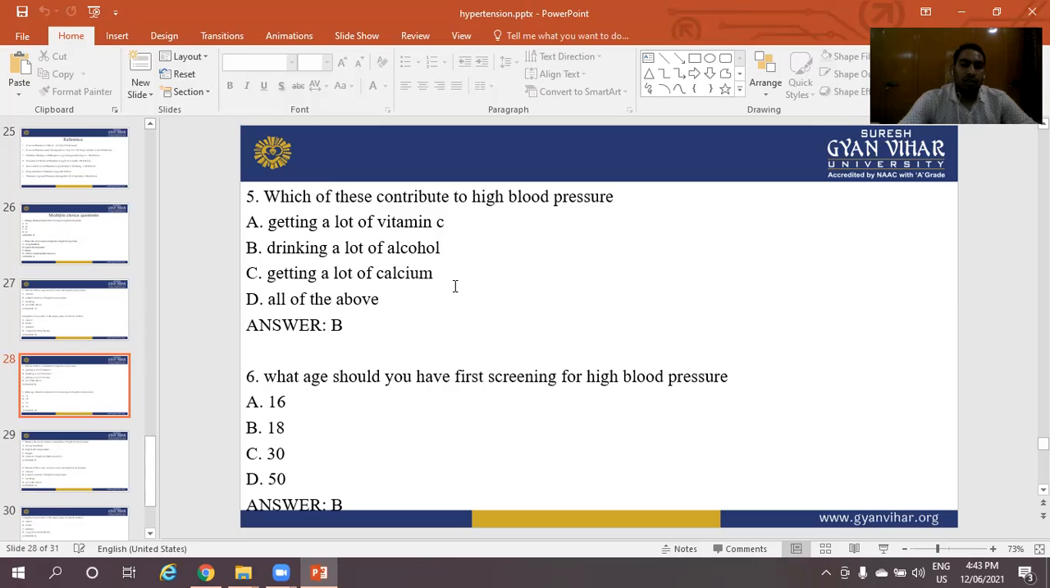The right answer for the first screening for high blood pressure is 18 years.